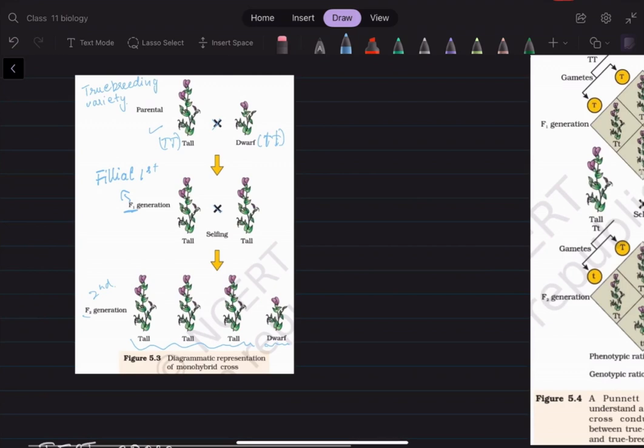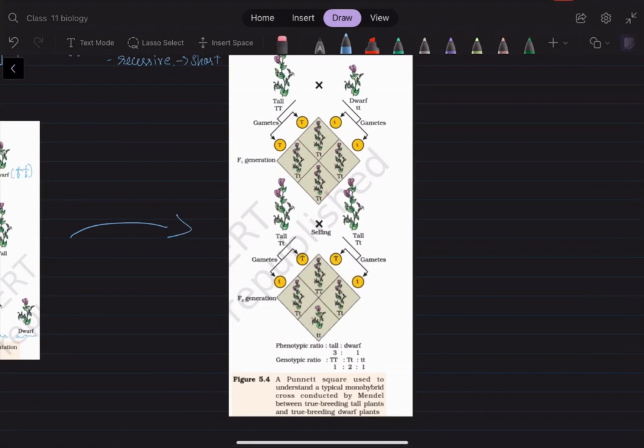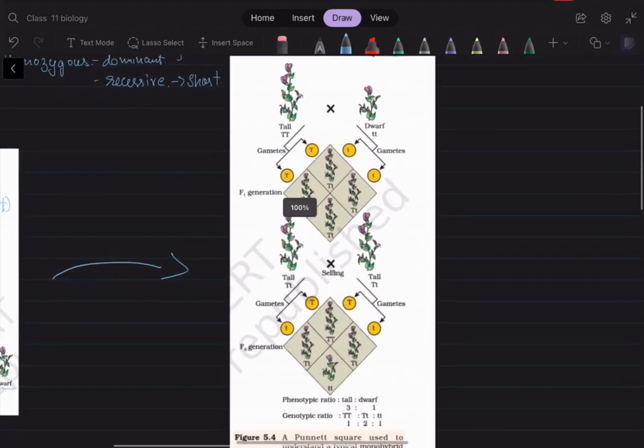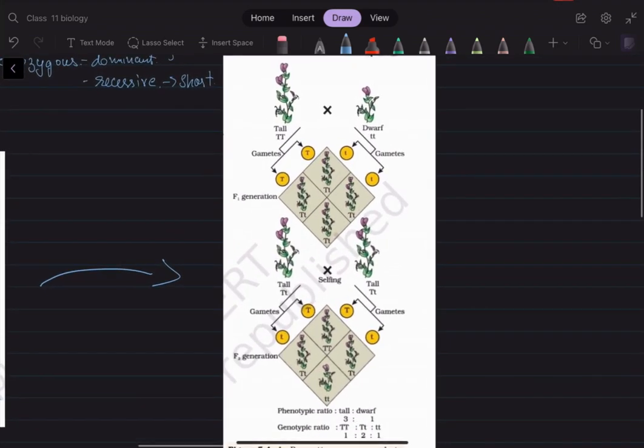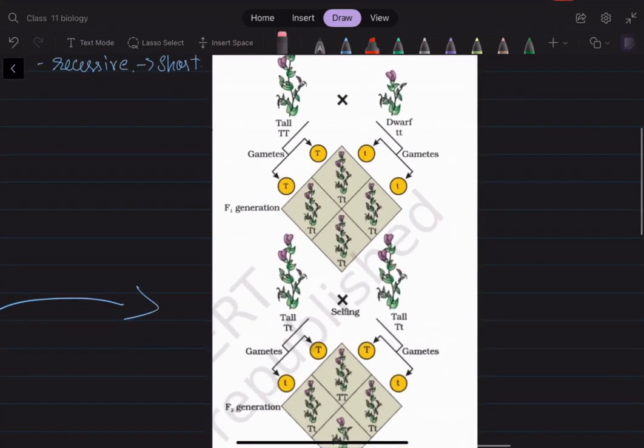To explain this, we need to look into this diagram. We know that when gametes are produced, they take half of the chromosomes with them. They will either have one of the two alleles. We have two alleles in general, so when they take the chromosomes, they carry half of the chromosomes.